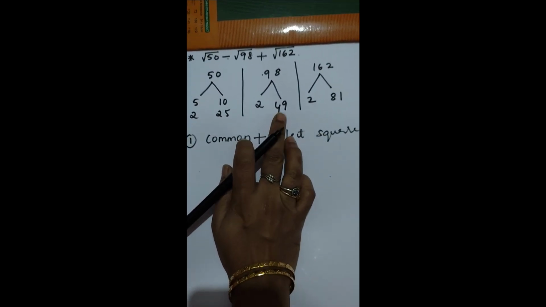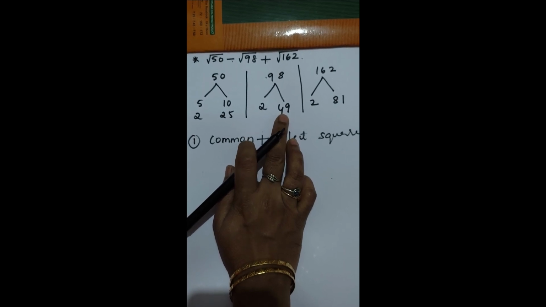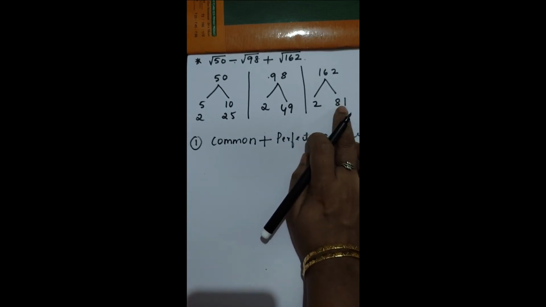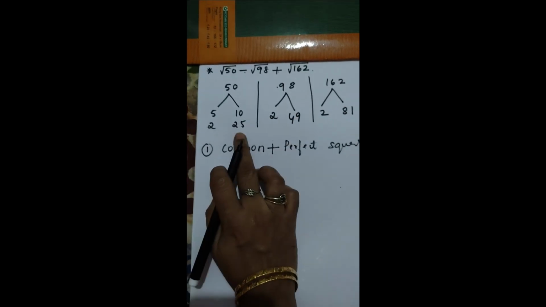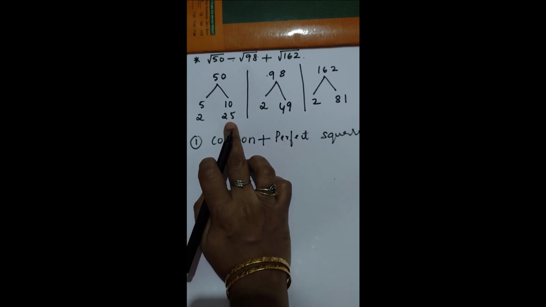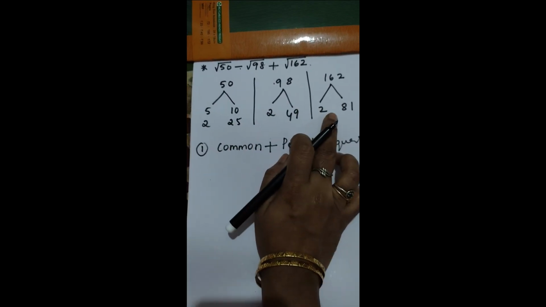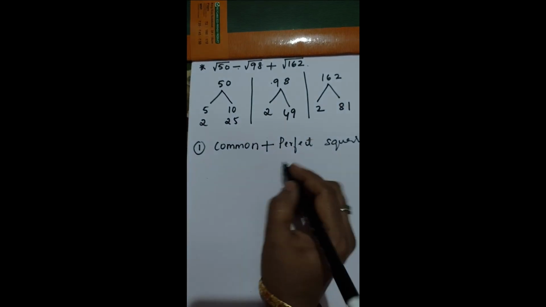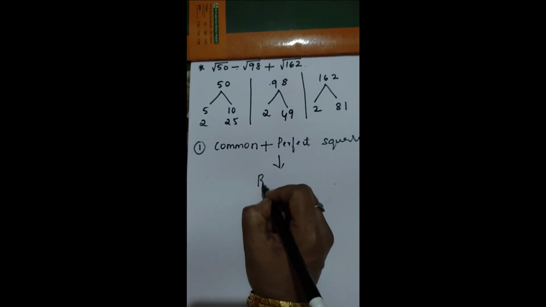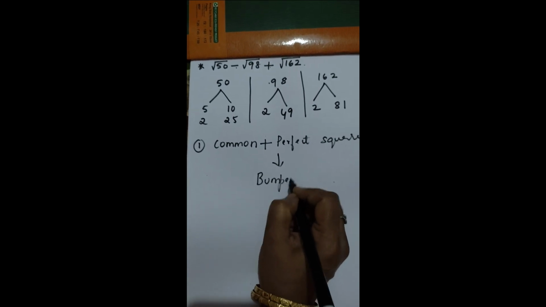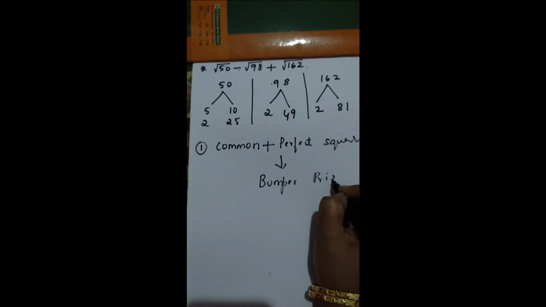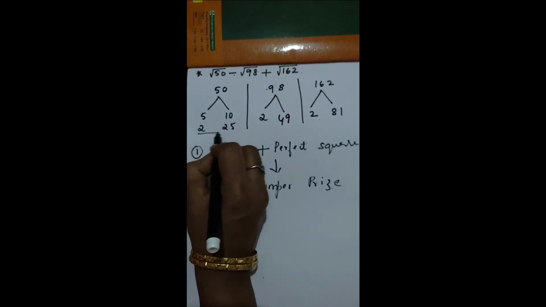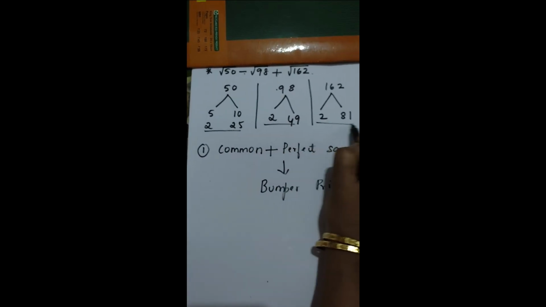Why did I stop here? Because this is a perfect square. 7 7s are 49. 9 9s are 81. 5 5s are 25. If you get a common number along with the perfect square, bumper prize. You won the lottery. Okay, stop there. Here this is common, this one, this one.